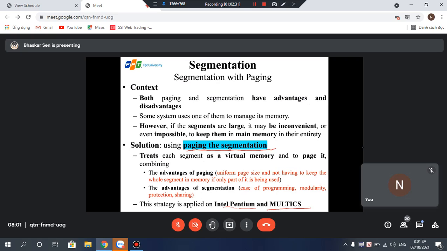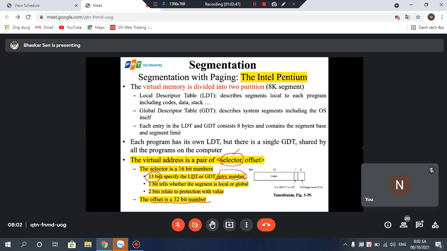All right? So that is the technique that we are going to apply. It will give us the benefits from both sides. That is exactly what is done in Intel Pentium and in Multics. We will see how it is handled. In Intel Pentium, they maintain two.